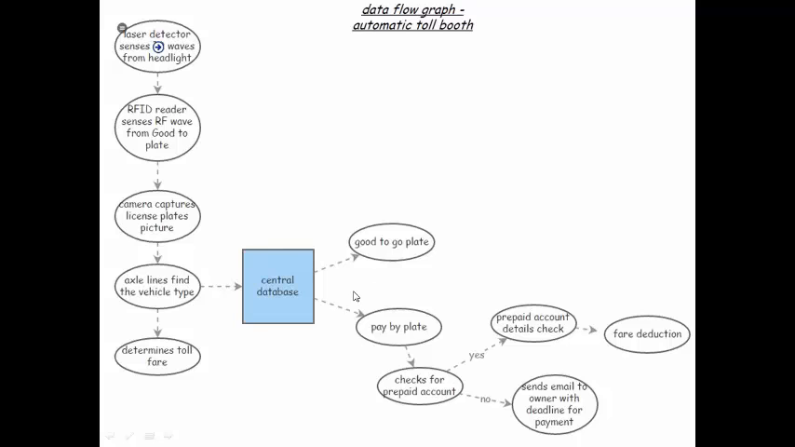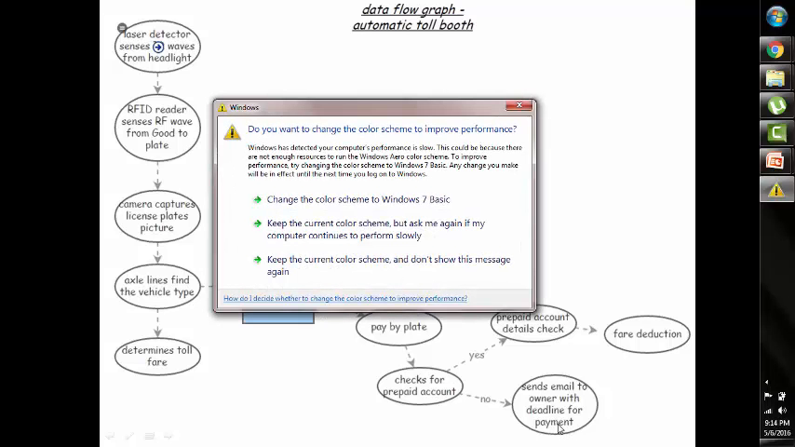plate and pay by the plate. Check for the prepaid account. If it is there, then the prepaid account details are verified and paid and the amount will be deducted. If not, then send an SMS to the owner with the deadline for payment.